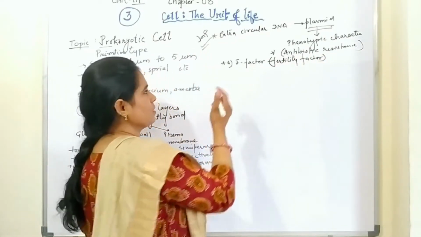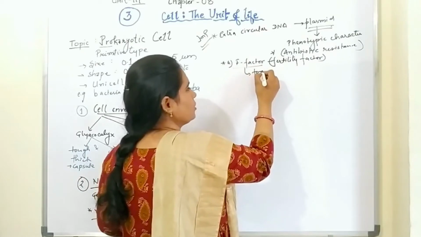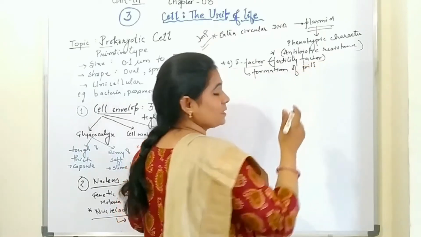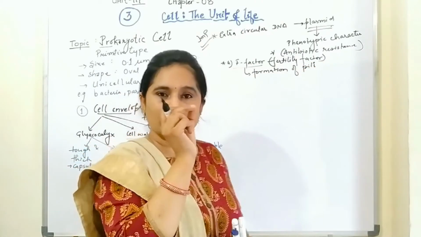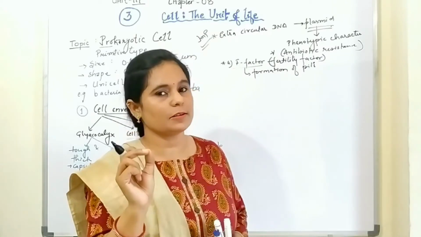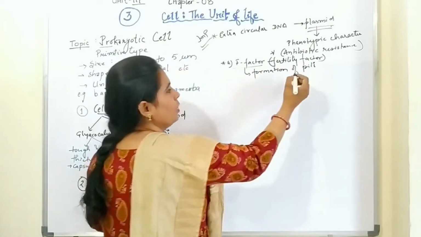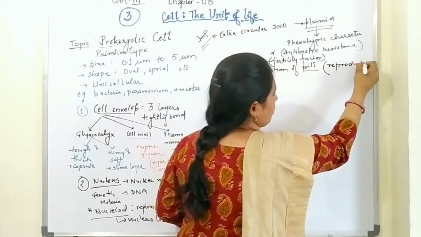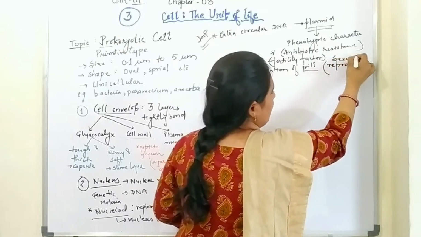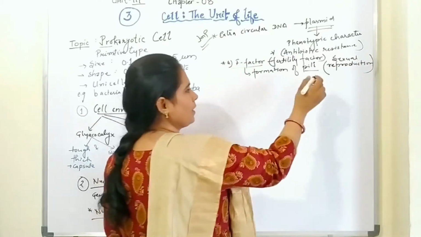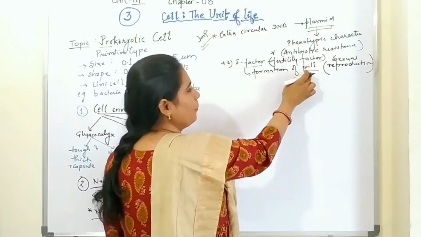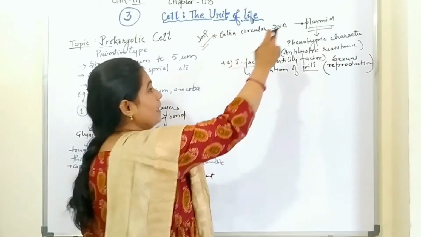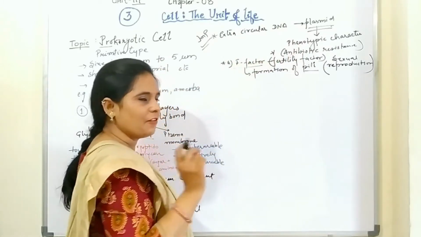The importance of this is it helps in the formation of pili. Pili is the structure which is at the surface of bacteria or the surface of the prokaryotic cell. So this is a structure which helps in reproduction, sexual reproduction in the prokaryotic cell. So for that pili is there, and for pili the bacteria or the prokaryotic cell should have this part of DNA in the plasmid which is called the F factor.